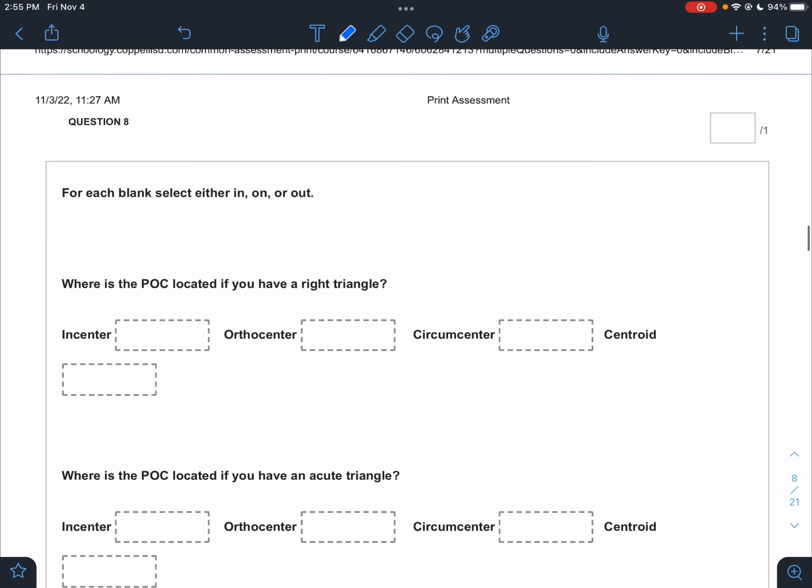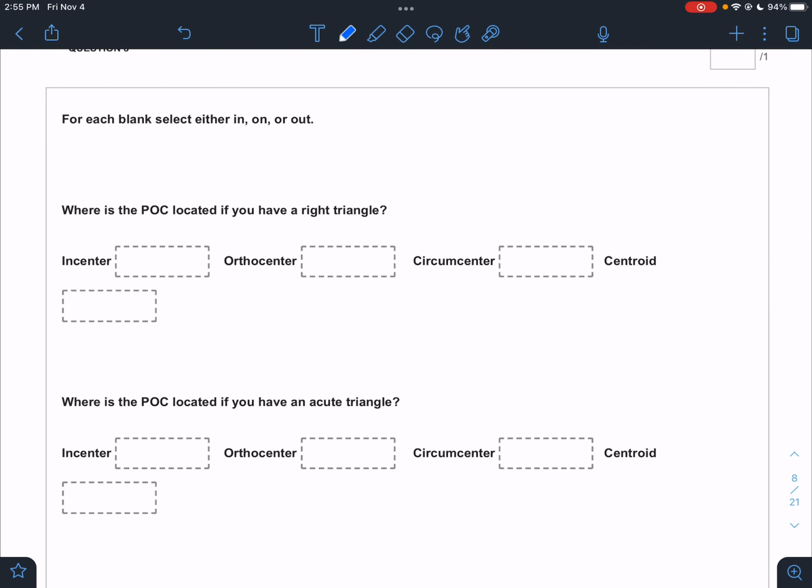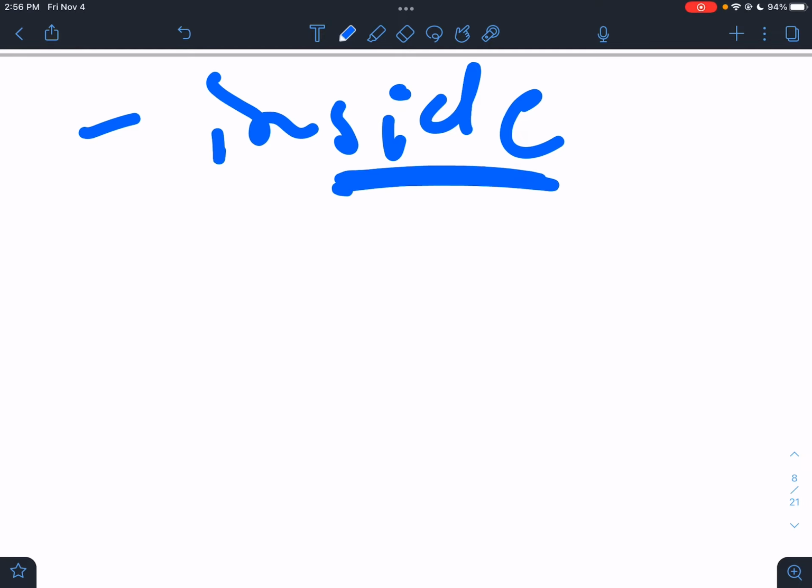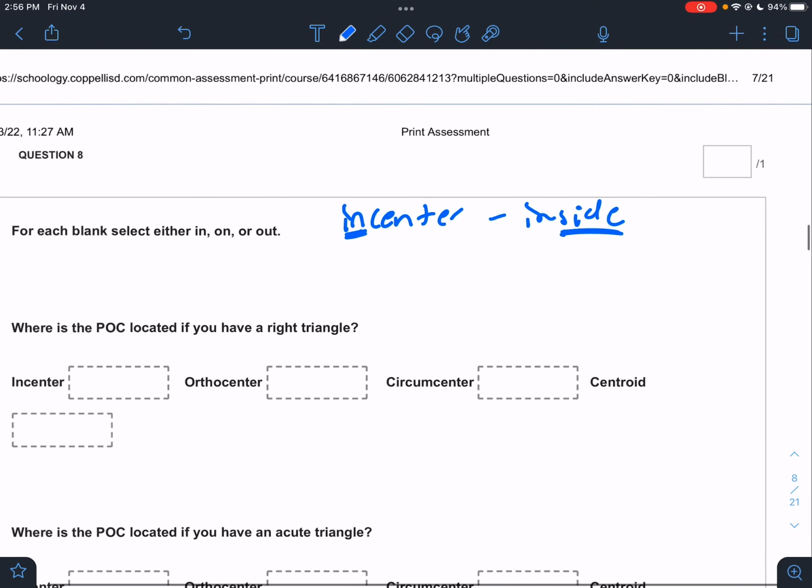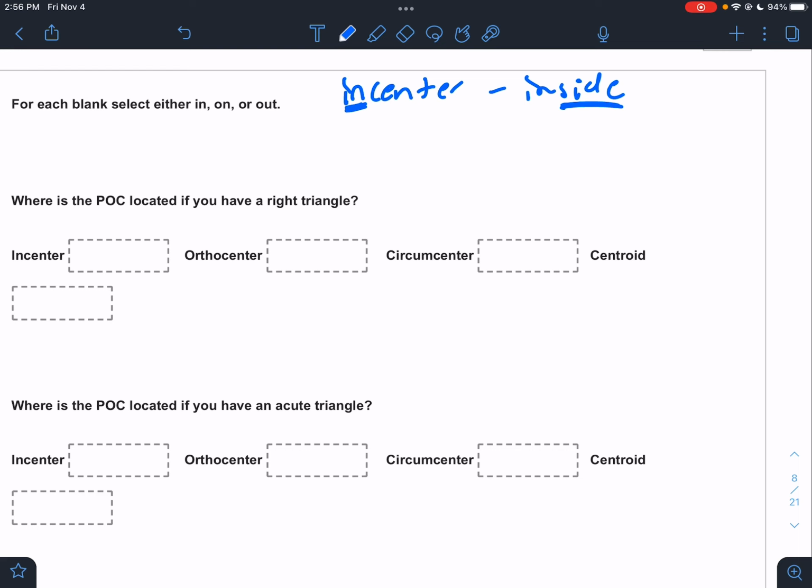For each blank, select whether in, on, or out. All right, guys. Incenter is inside, always. And also, as a side note, it's equidistant from the sides. Incenter, inside, equidistant from the sides. Love it.